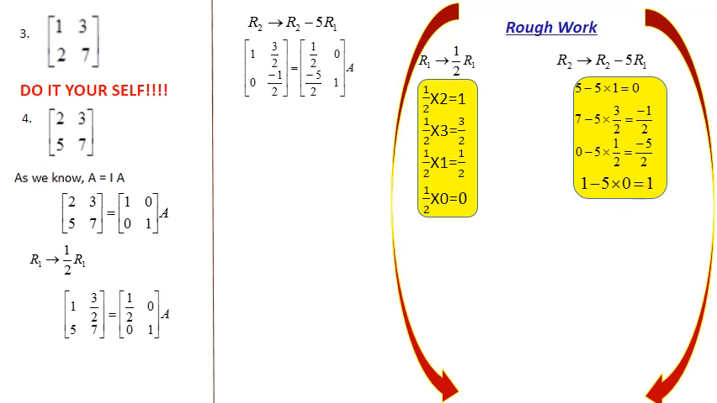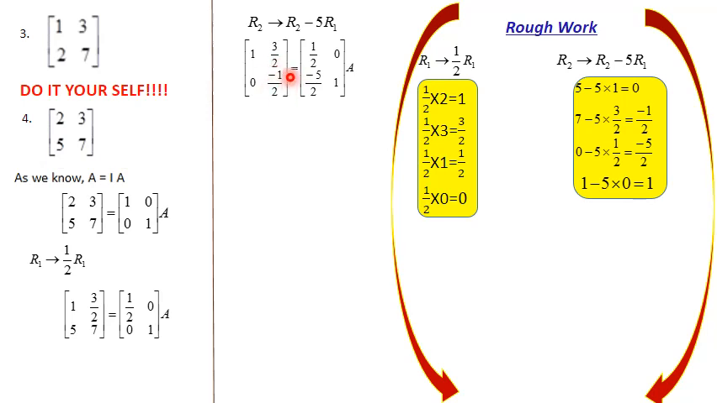So the new matrix is 1, 3 by 2. The first row remains the same, 1, 3 by 2. The next row changes to 0, minus 1 by 2, which we write here. Again the first row remains the same, 1 by 2, 0. The second row changes to minus 5 by 2 and 1. So two steps are over. The first element we made 1, and the second element we made 0. Next we have to come here.